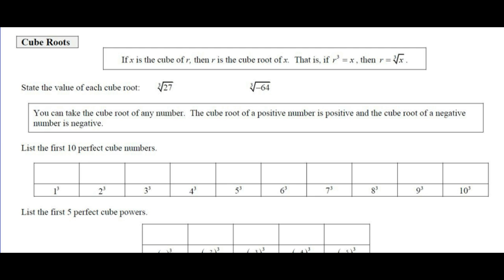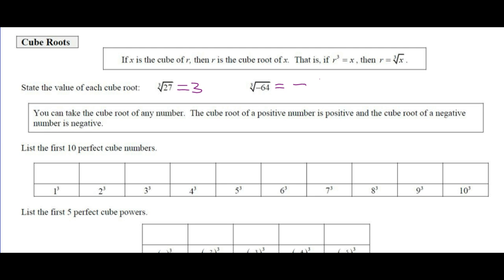Cube roots. If x is the cube of r, then r is the cube root of x. That is, if r cubed equals x, then r equals the cube root of x. State the value of each cube root. What's the cube root of 27? 3. What's the cube root of negative 64? 4. No, 4 times 4 times 4 is 64. It's negative 4, not positive.